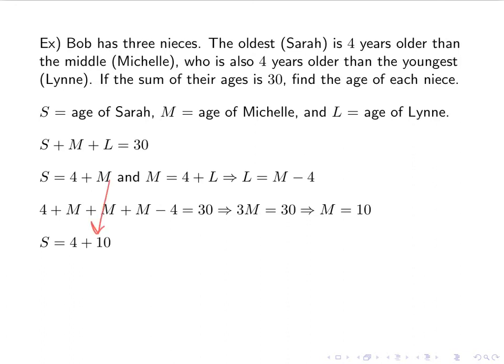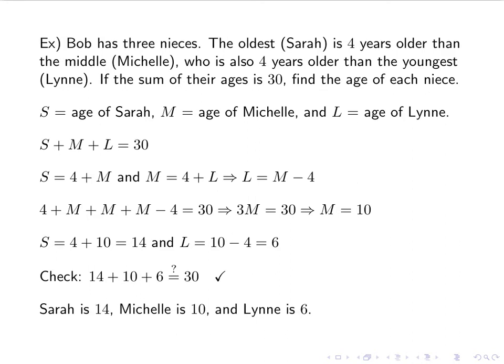Plug M into S equals 4 plus M, and I get S is 14. Plug it into M for L, and I get that L is 6. My next step is to check it. Is 14 plus 10 plus 6 equal to 30? Yes. And again, at the very end, my answer should be a sentence. Sarah is 14, Michelle is 10, Lynne is 6.